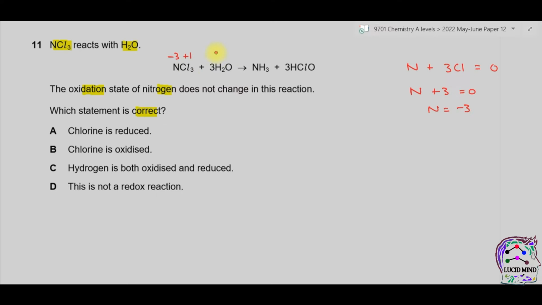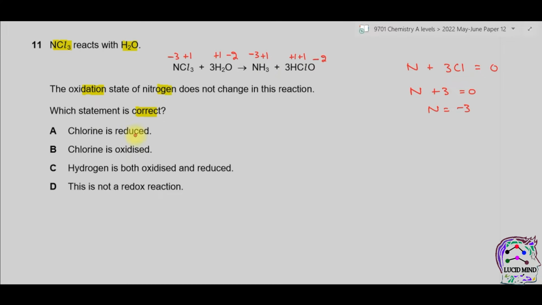In water, hydrogen is +1, oxygen is -2. In ammonia, nitrogen is more electronegative, so it is -3, and each hydrogen is +1. In HClO, again we have oxygen that is more electronegative than chlorine, so oxygen is negative and chlorine will be positive. So we have +1 for H and +1 for Cl. Now we can see whether any change is occurring or not.